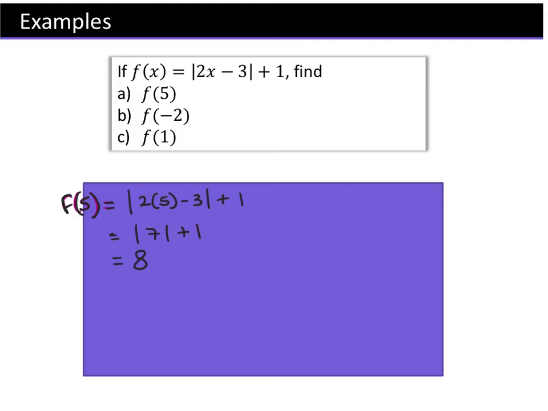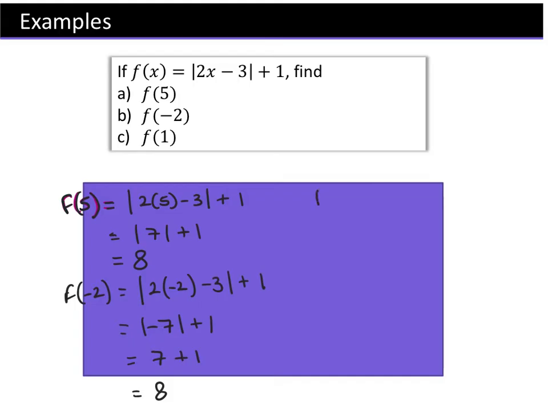For the second example, f of minus 2 equals the modulus of 2 lots of minus 2 minus 3, plus 1. 2 lots of minus 2 is minus 4. Minus 4 minus 3 is minus 7, plus 1. The modulus of minus 7 is in fact 7. So this becomes 7 plus 1, which is 8.